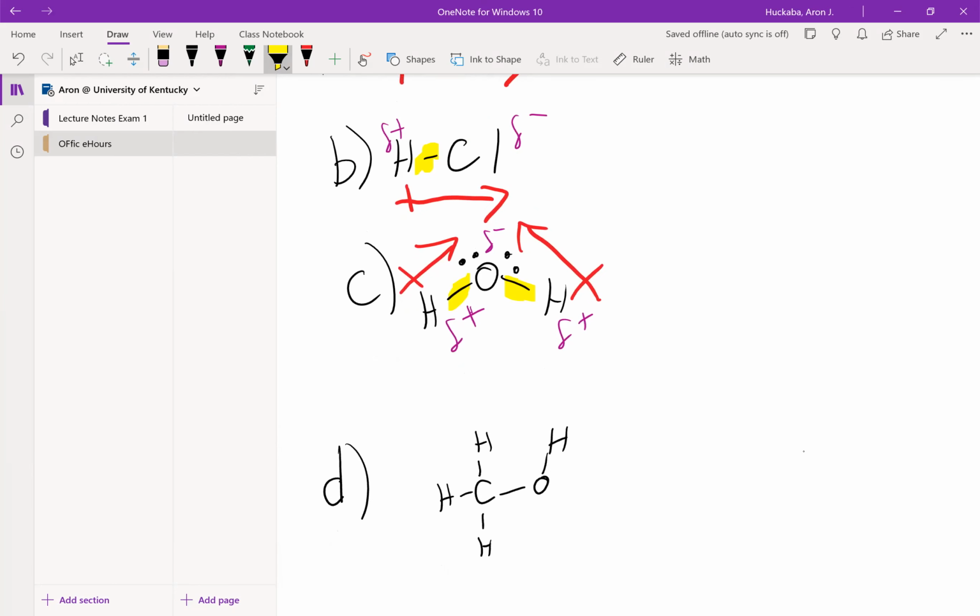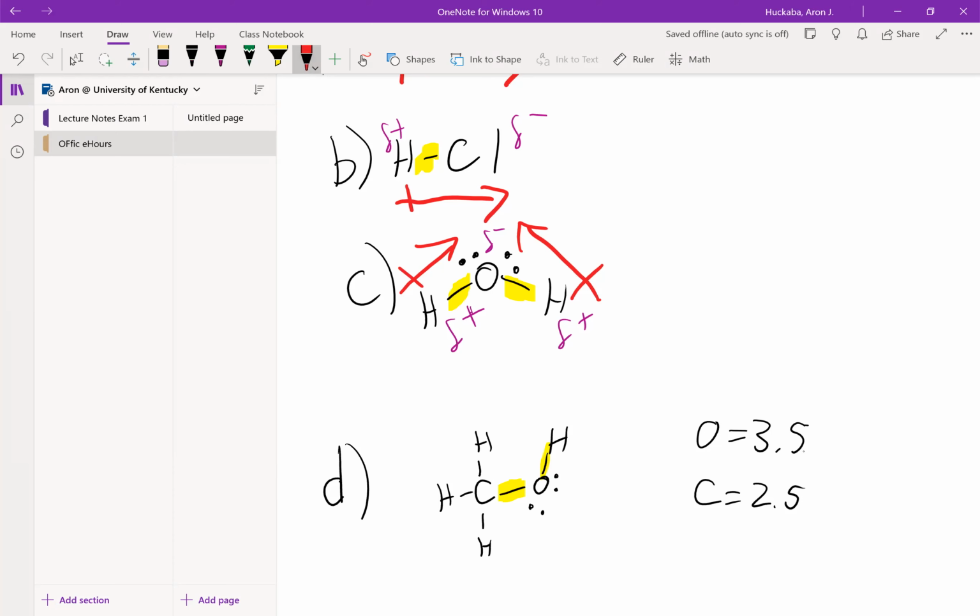Okay, then in D, CH4O, which I've drawn here. Oh, I left out a couple electron lone pairs. There we are. In this molecule, you can see that we have two polar covalent bonds. We have one there and one there, because oxygen's electronegativity is 3.5, and carbon's is 2.5. So the difference of 1 means that it's also a polar covalent bond, just like between oxygen and hydrogen.